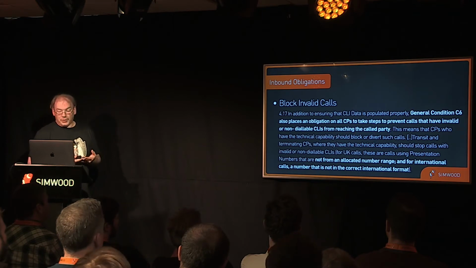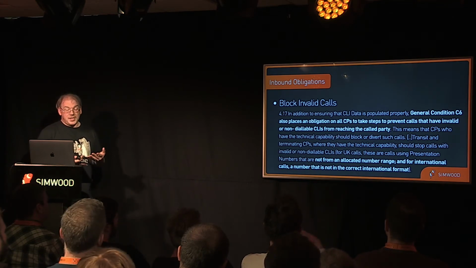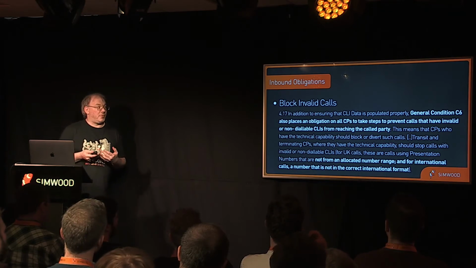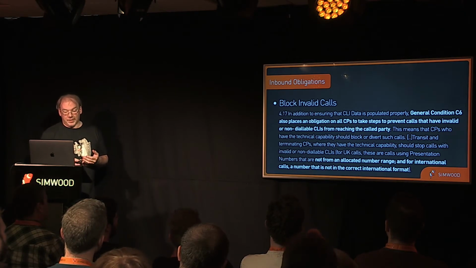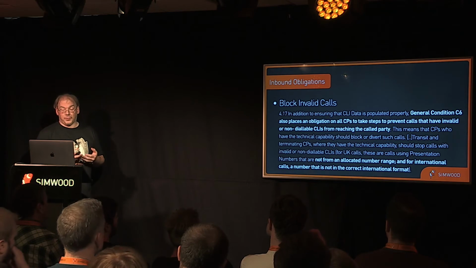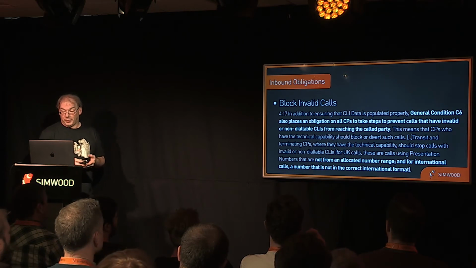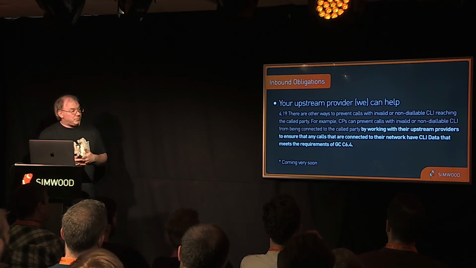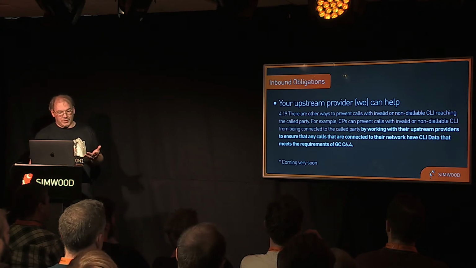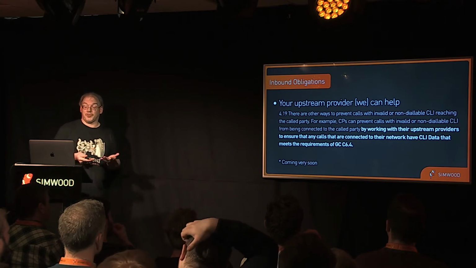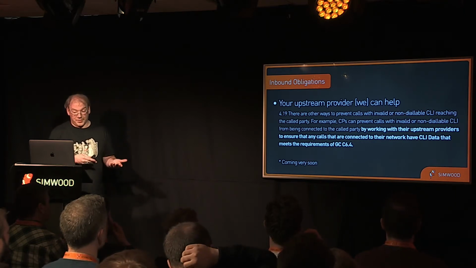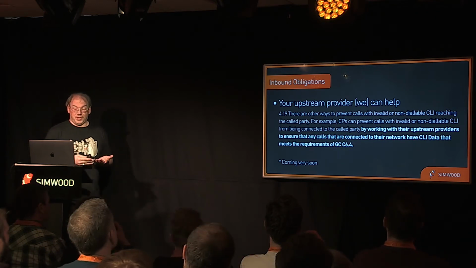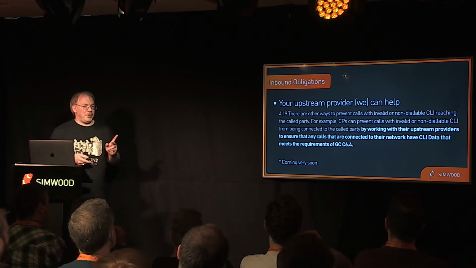You also have an obligation to block invalid calls. C6 put a new obligation on CPs to take steps to prevent these calls reaching the called party. So anything that's not from an allocated range, and they've actually laid this out as an example, or for international calls, a number that's not in the correct format. So obviously there are inbound obligations, and not that many people seem to follow them yet. We can help. Ofcom acknowledge this. They actually say you can work with upstream providers to ensure any calls connected to their network are checked for CLI, and that will meet the requirements of GC6.4. I've sort of said at the bottom, coming very soon.